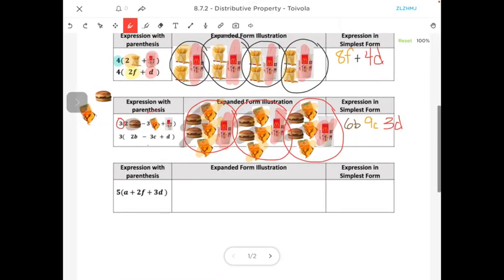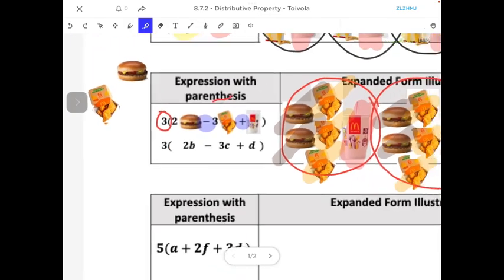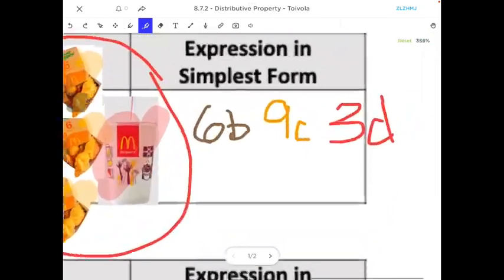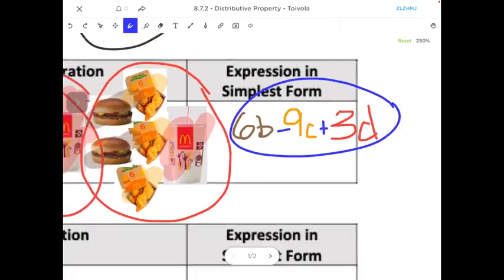Now I'm going to go back and look. First, get rid of this. First there was a minus and then a plus. Just make sure that you don't switch around the order, and you can just go back and copy those. So there's a minus and a plus. So this is the expression in simplest form.